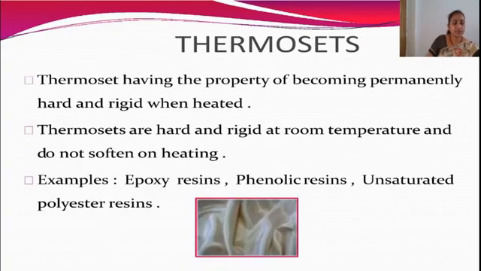Thermosets. These thermoset polymers cannot be remolded due to cross-linking, and they have the property of becoming permanently hard and rigid when heated. Thermosets are hard and rigid at room temperature and don't soften on heating. Examples are epoxy resins, phenolic resins and unsaturated polyester resin, and polymers like bakelite are wonderful examples of the thermosetting polymers.